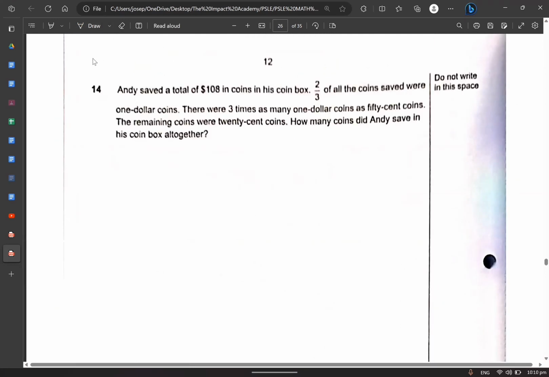Now, when I look at the next question, which is question number 14, it says that Andy saved a total of $108 in coins in his coin box. So nothing really much to write. You might want to say that 108 is basically the total. All right. And then in sentence number 2, it says that 2/3 of all the coins saved were $1 coins. So we are going to draw.